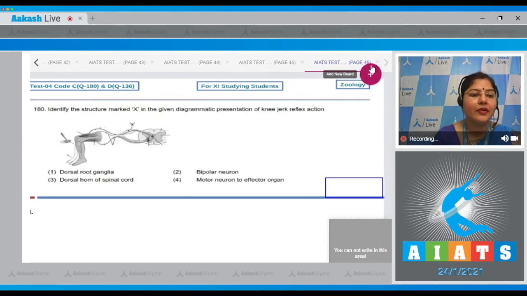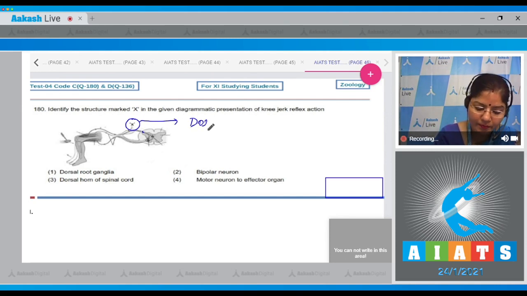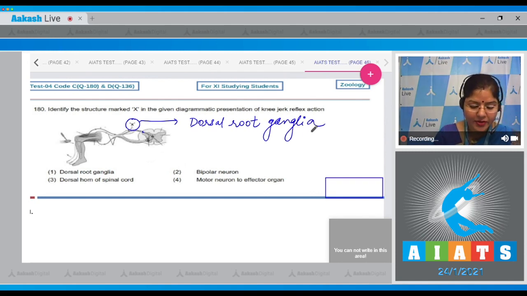Let's move on to the next question, which is the last question of the zoology section of this test, that is question number 180. This question states: identify the structure marked X in the given diagrammatic presentation of knee-jerk reflex action. This X structure is the dorsal root ganglia. So the correct answer to this question is option number 1.